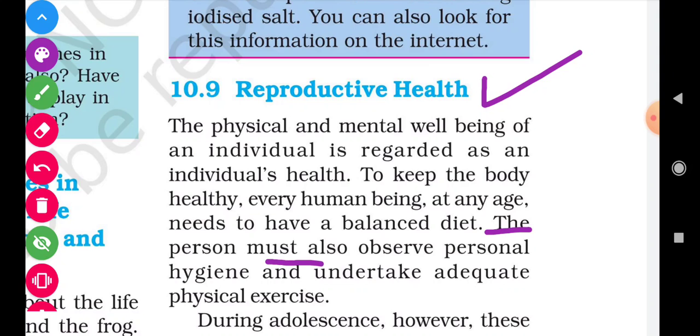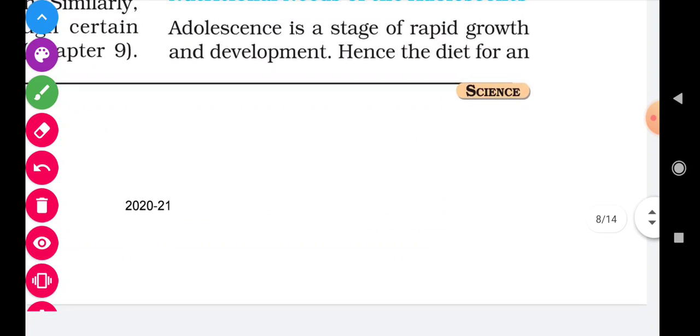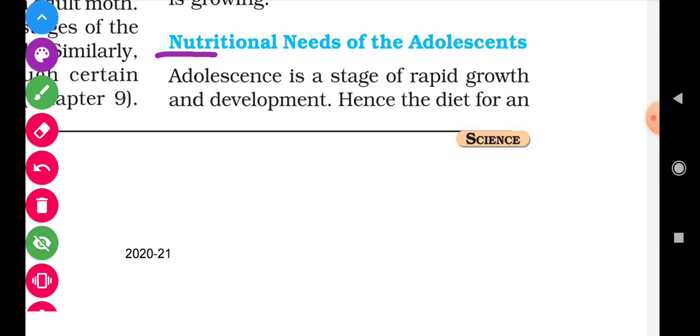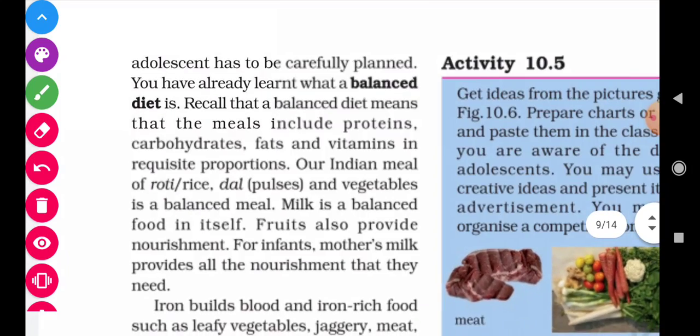The person must also observe personal hygiene and undertake adequate physical exercise. During adolescence, however, this becomes ever more essential as the body is growing. So during the adolescence period, the individual may require a good amount of nutrition so that he or she can develop their body in a proper way. Nutritional needs of the adolescents. Adolescence is a stage of rapid growth and development. Hence, the diet for an adolescent has to be carefully planned.